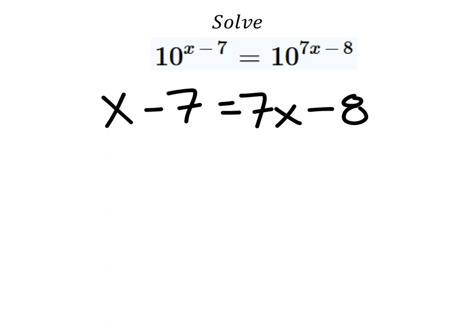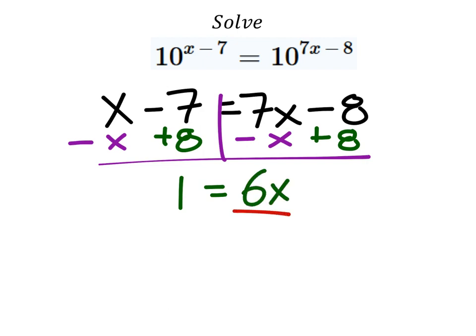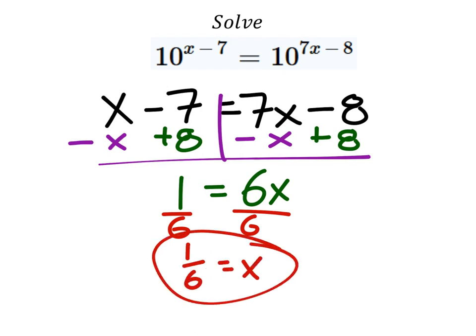Which side do we want the x's on? Which side do you guys want it on? The right? Because we don't want those negative coefficients, right? So we'll subtract x from both sides, which means that the negative 8 is on the wrong side, so we'll have to add 8 to both sides as well. So I got 1 equals 6x now, and we'll divide both sides by 6. So my coefficient of x is 1, x is 1/6.